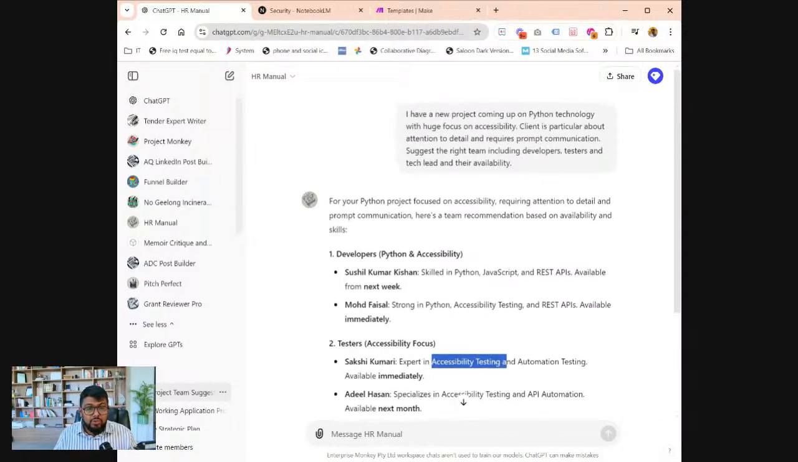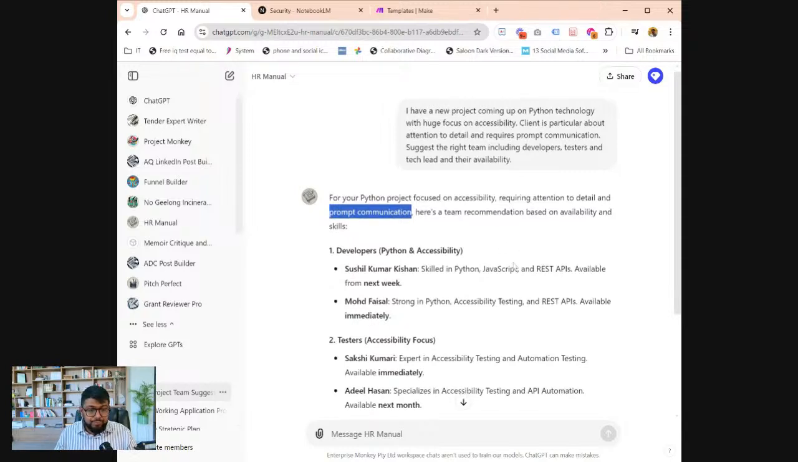So what it is doing is not only looking at the hard skills, but also looking at the soft skills like prompt communication of the people and attention to detail, and then identifying people from my team who would be able to work on this particular thing.